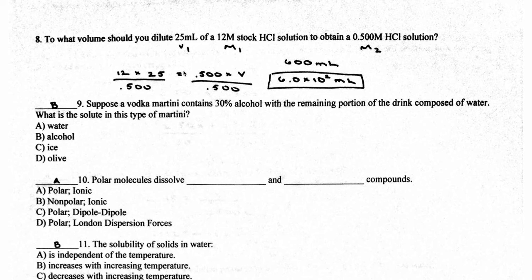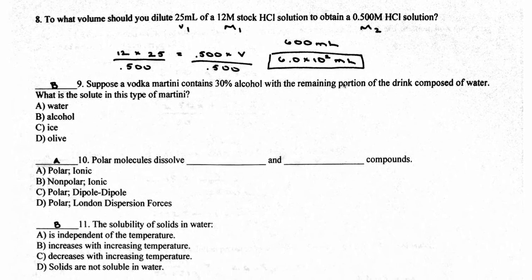Now, keep in mind I want 2 sig figs, so this is where it gets a little bit tricky. 600 only has 1 sig fig, so I'm going to move my decimal place over 2 places, 1, 2, make it into scientific notation, which is that 6.0 times 10 to the second. Now I've got 2 sig figs. And make sure to put units, which is milliliters.